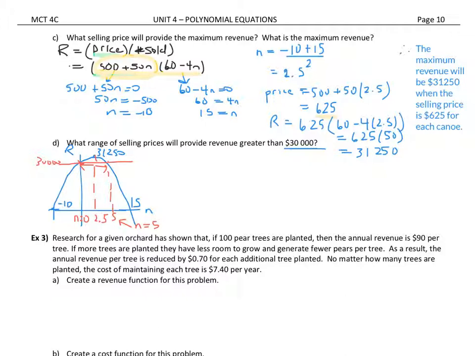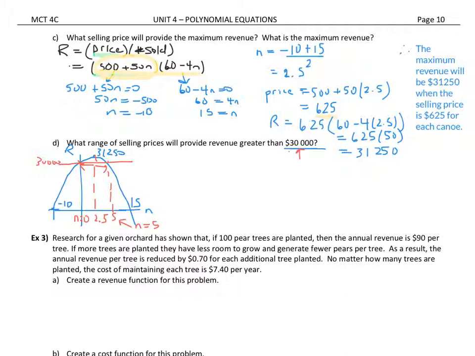We could then put our N values into the price expression, which is the 500 plus 50N, and find out those values. The other option is to actually sub the $30,000 into our revenue equation and then solve that. So I'm going to do both. Actually, I'm not going to do both methods. I'm going to do the one where I'm subbing this in.